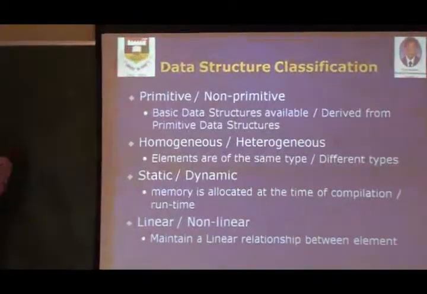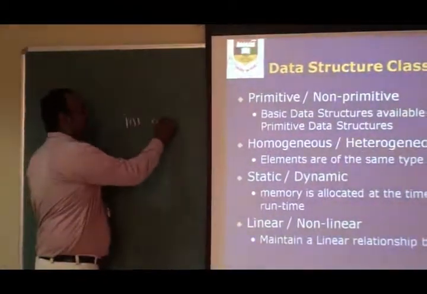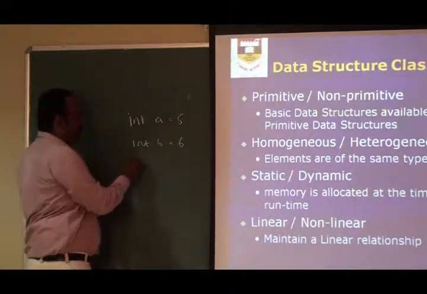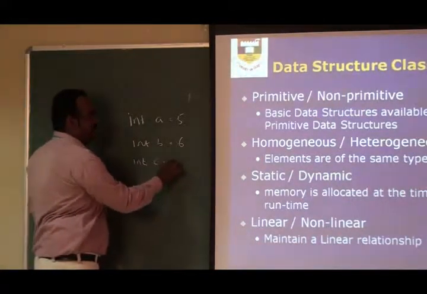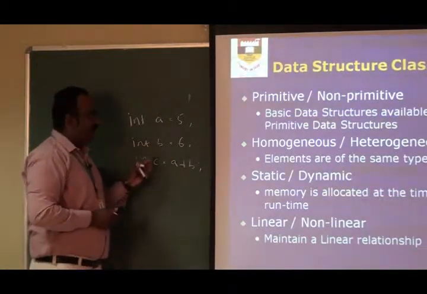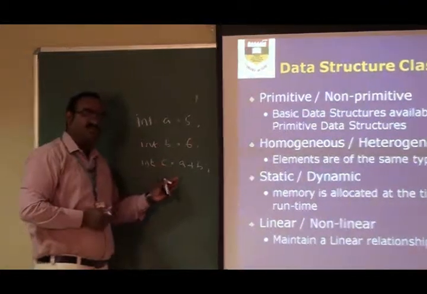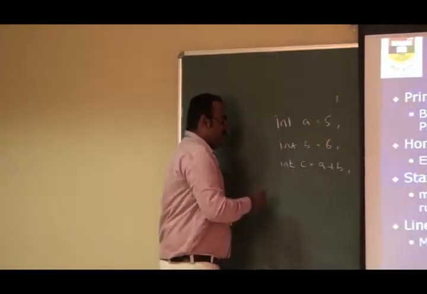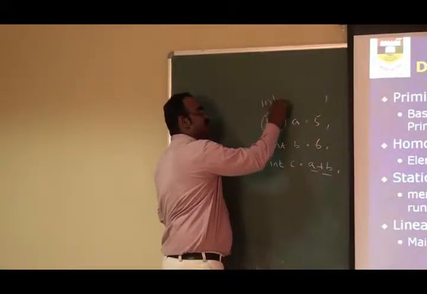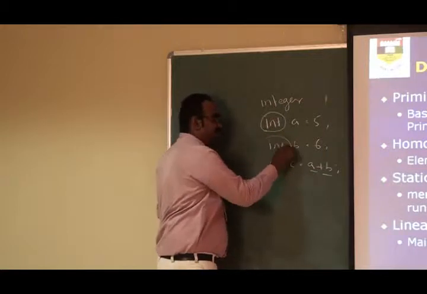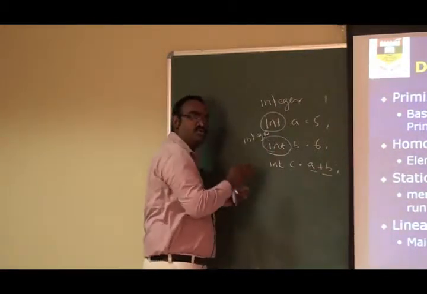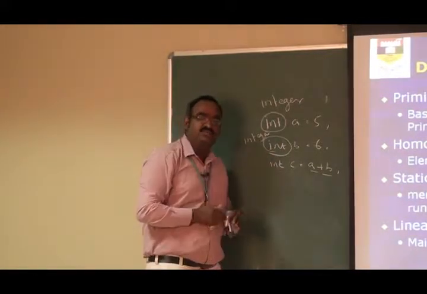So we will see an example: integer a is equal to 5, integer b is equal to 6. Then we are going to add: integer c is equal to a plus b. This is very simple code in C, right? We are adding 5 and 6 and the value is stored into c. Both a and b are int, which is the integer data type. So both are the same data type, so we call it homogeneous.